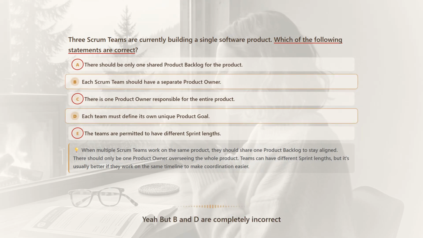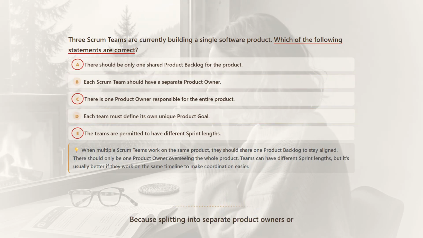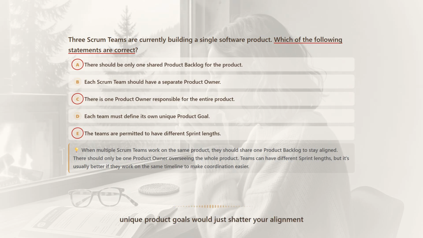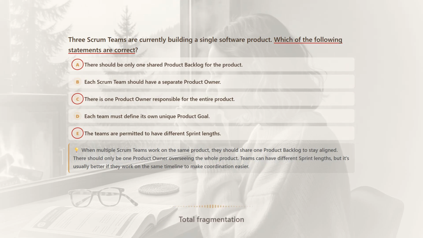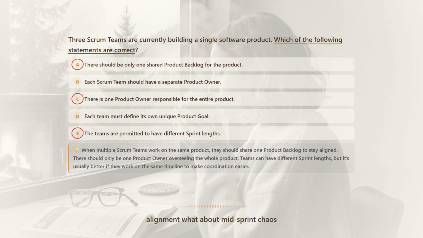But B and D are completely incorrect, because splitting into separate product owners or unique product goals would just shatter your alignment. Exactly. You'd end up with 3 teams building 3 totally different products. Total fragmentation. And speaking of things that destroy alignment, what about mid-sprint chaos?